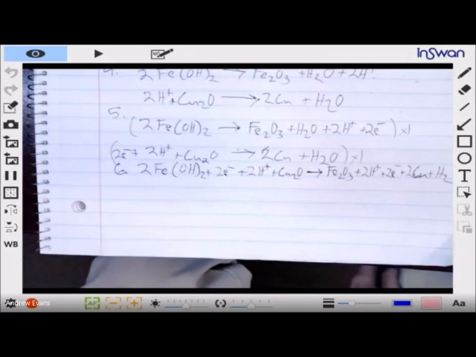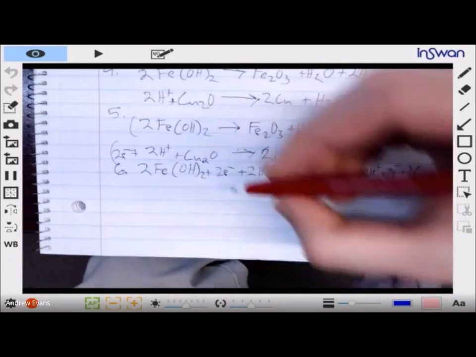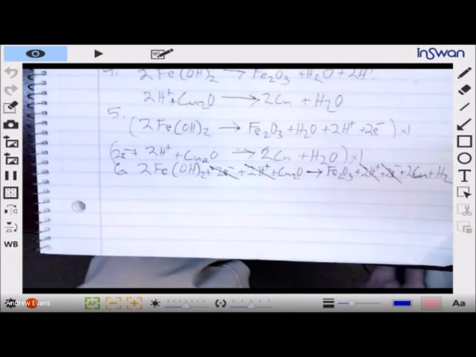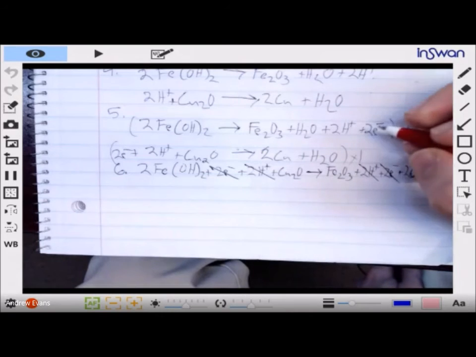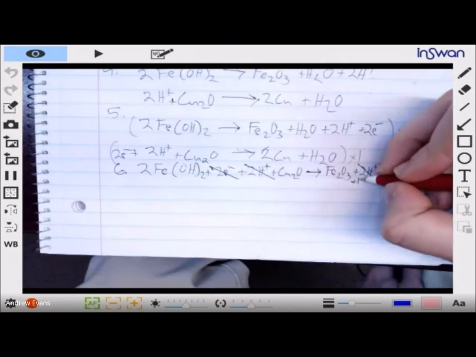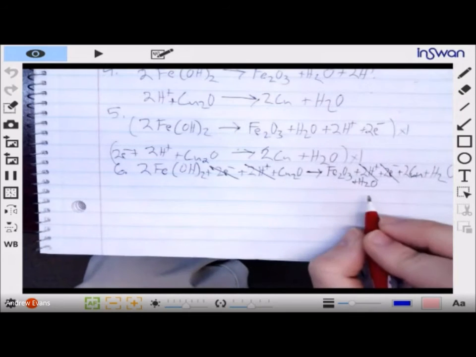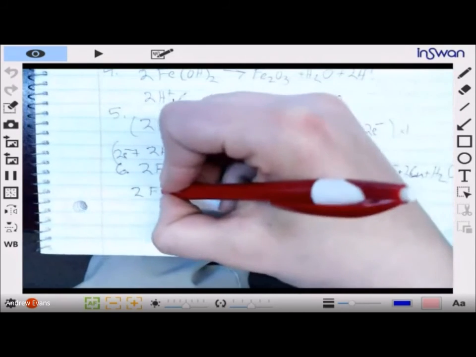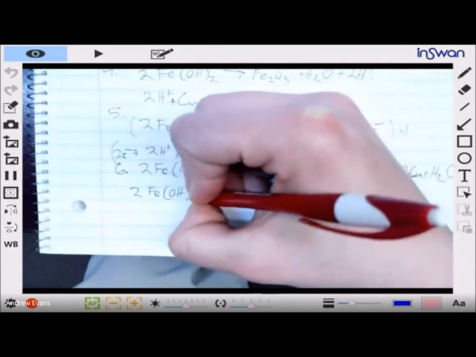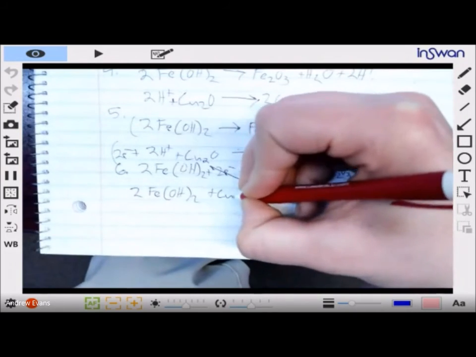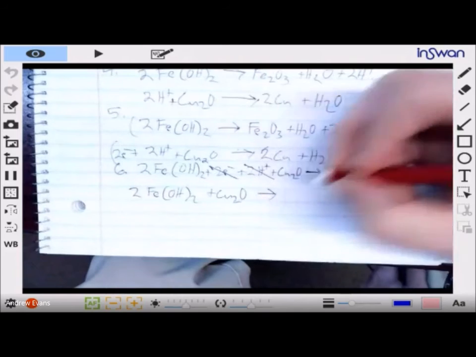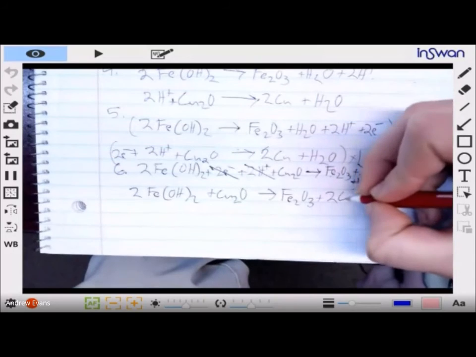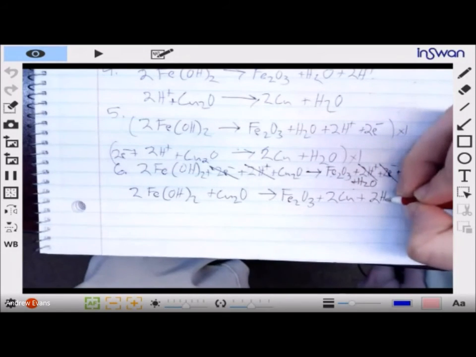Okay, everything that appears on the left and right side gets canceled. So 2 electrons, 2 protons, 2 protons, they get canceled. Oh, I left out a water. So now these 2 waters can add up. So our 2 iron hydroxides and Cu2O goes to Fe2O3, 2 coppers, and 2 waters.